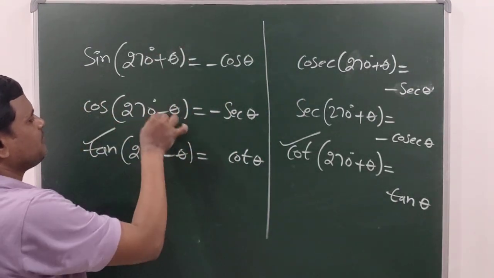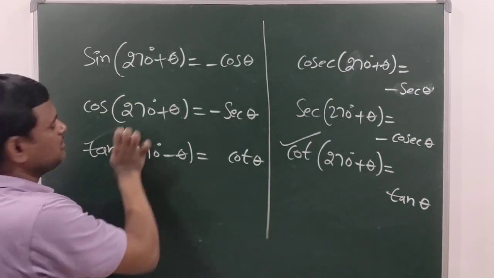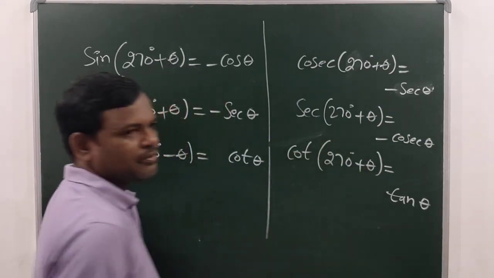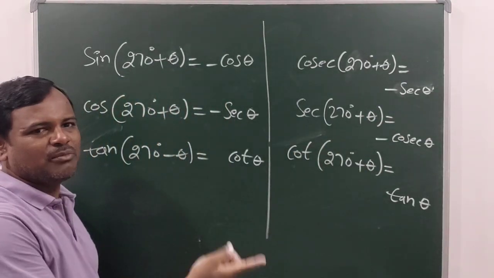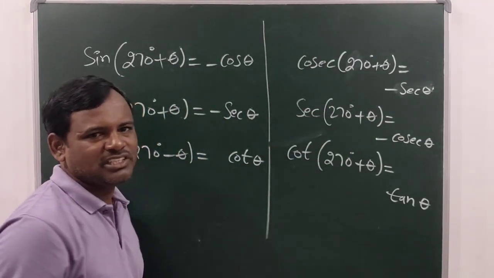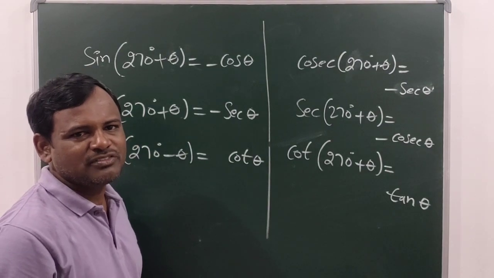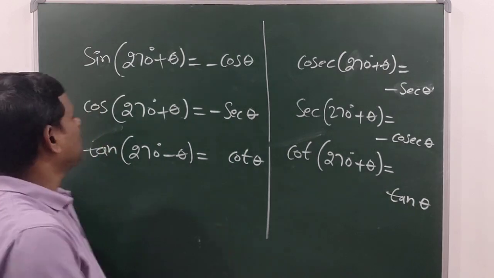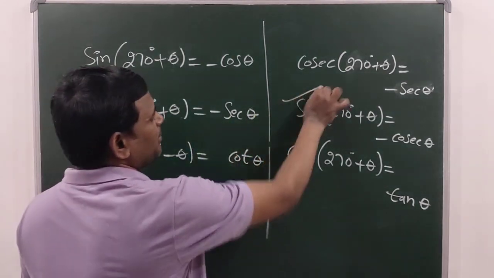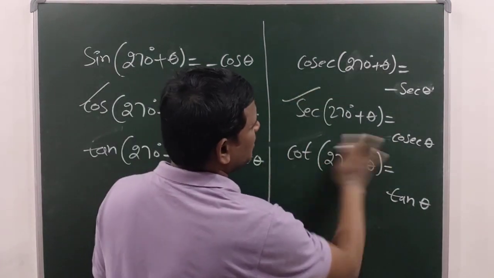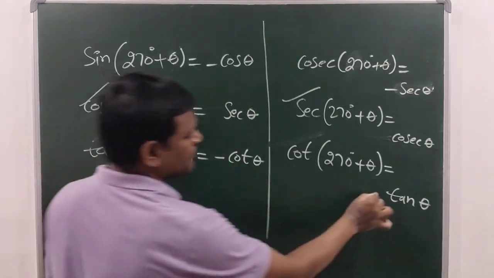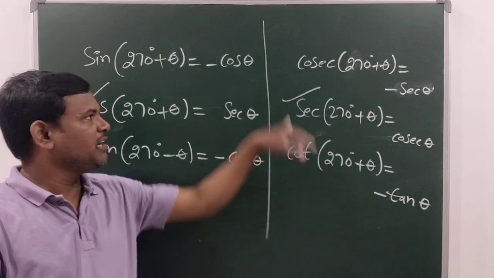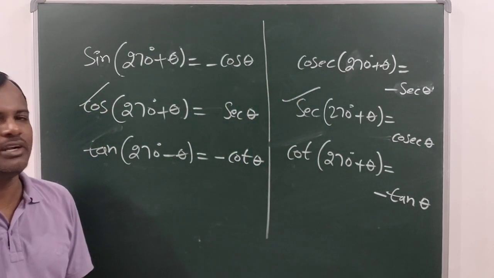Similarly, plus. Plus means what do you say? Plus. Okay, fine. 270 is an odd multiple, hence ratios have changed. 270 plus theta means it belongs to the fourth quadrant. In the fourth quadrant, cos and secant are positive. Remaining all are negative. Note this point.